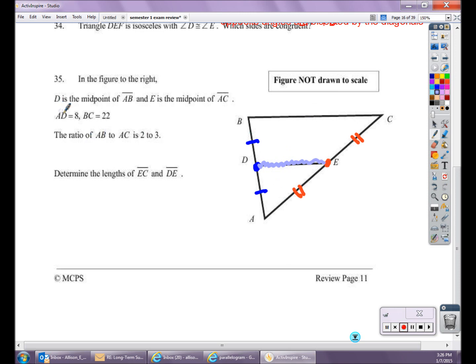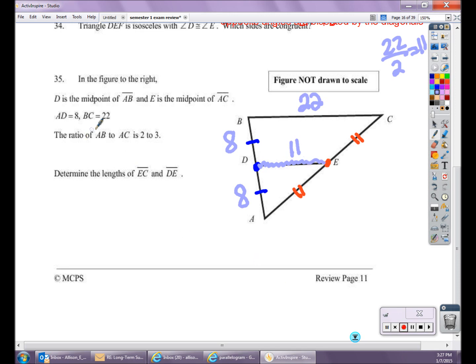They tell me that AD is 8, so then I know this is 8, and BC is 22. So if this is 22, then I know that this is going to be half of 22. And 22 divided by 2, half of 22, is 11. So I know that DE is 11. So I write that right away.